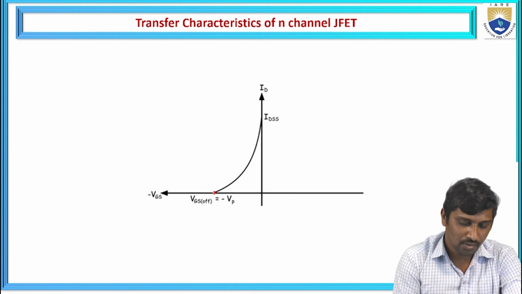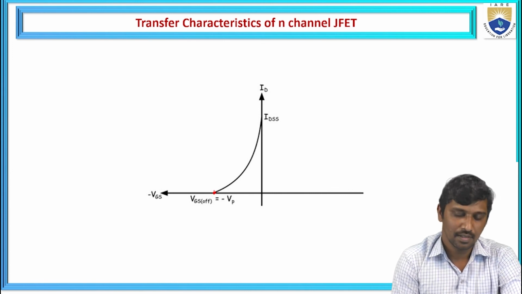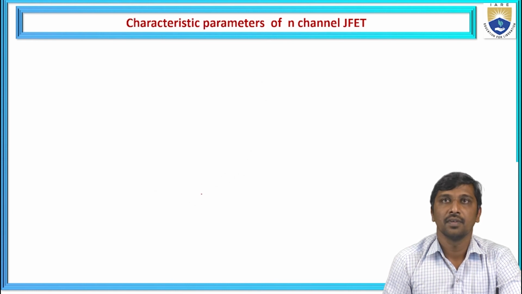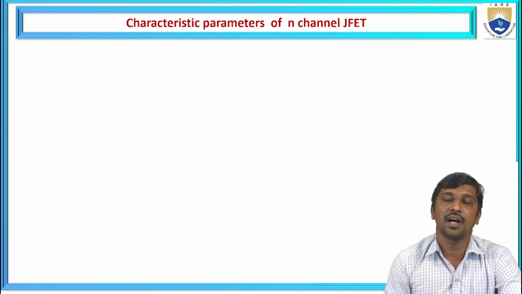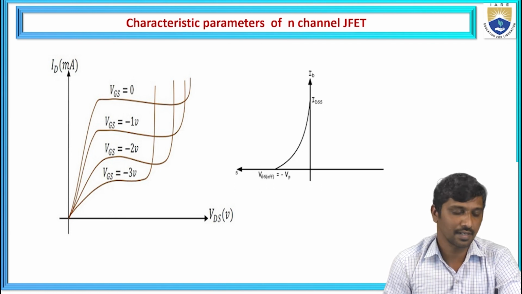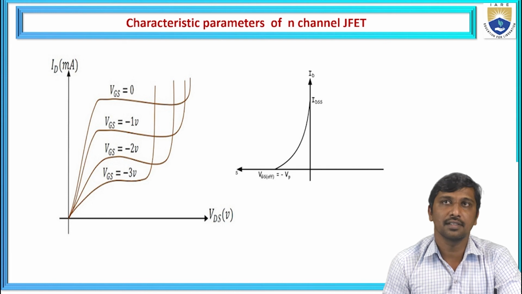At very large reverse voltage, the drain current becomes a minimum, or it enters the non-conducting state. This state is called the non-conducting state, or it is also called the VGS off state. From these characteristics, we need to find out some parameters. Hence, we identified two types of characteristics: one is the drain characteristics, another one is the transfer characteristics. From these two characteristics, we need to identify the important parameters.